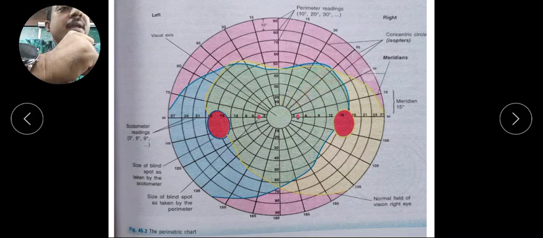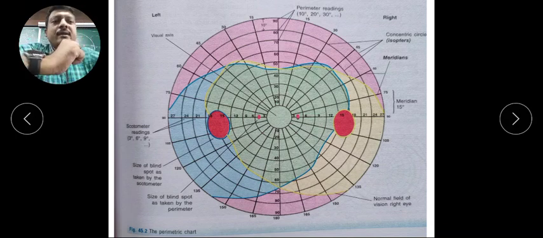The radiating line is known as a meridian. You have to take a reading for each and every meridian. There are 24 meridians, and there are a total of 9 isopters. You have to take a reading for each meridian, so 24 readings. But usually we take 8 readings.